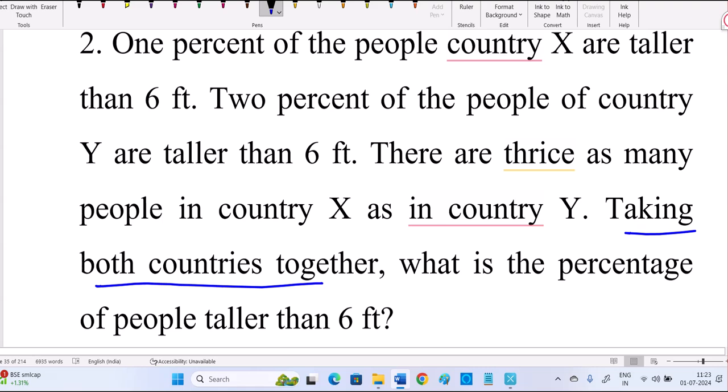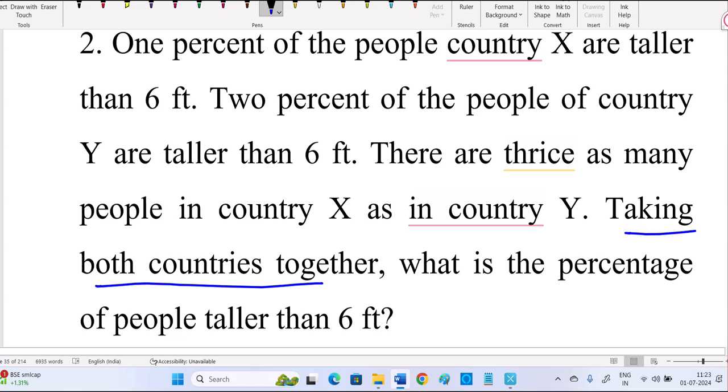See, in one country 1%, in another country 2%. You are combining both. Your result should be more than 1 and less than 2%. 1% of people in country X are taller than 6 feet. 2% of people in country Y are taller than 6 feet. You are combining both countries together. What percentage are taller than 6 feet means it should be more than 1%, less than 2%.